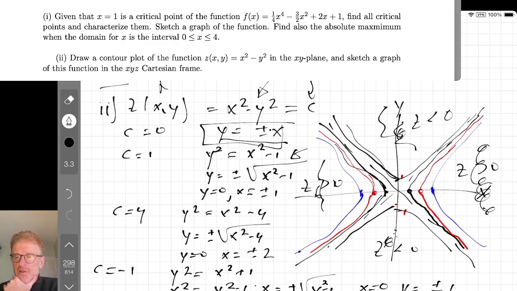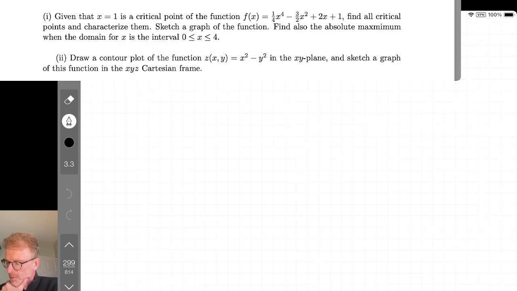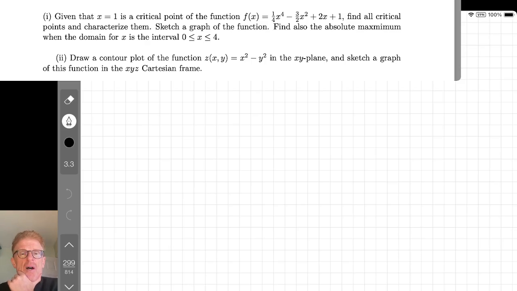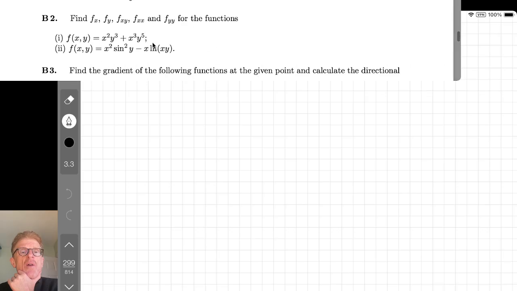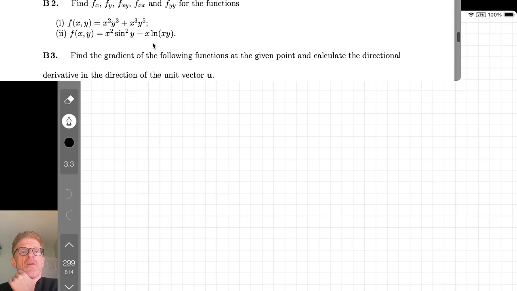Oops, I have to find the next page. What do we do? We go to this one, and we go to B2. What do we need to find? We're there. We need to find the derivatives. So B2, 1 and 2.